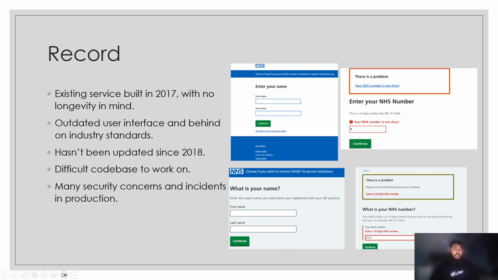Record. The service National Data Opt-out, otherwise known as NDOP, was built in 2017, and it was built by an outside team that was contracted by the NHS. This is a team that had no involvement with the actual NHS. It was just given to them, and they were told to build it within half a year. So the NHS itself had no real technical input into it, other than some standard requirements as to what the service should be able to actually do.